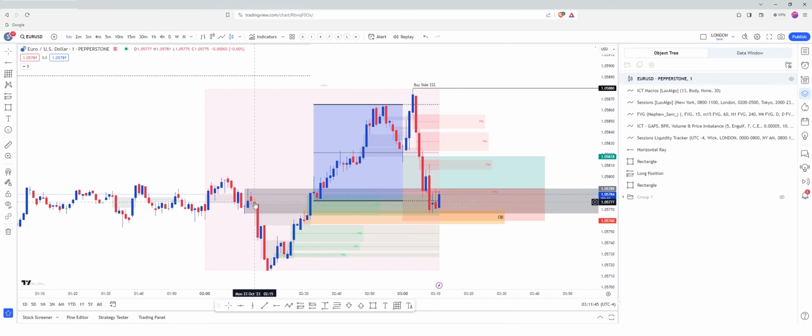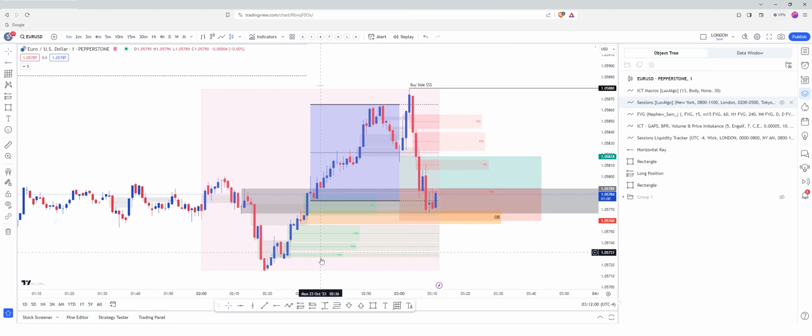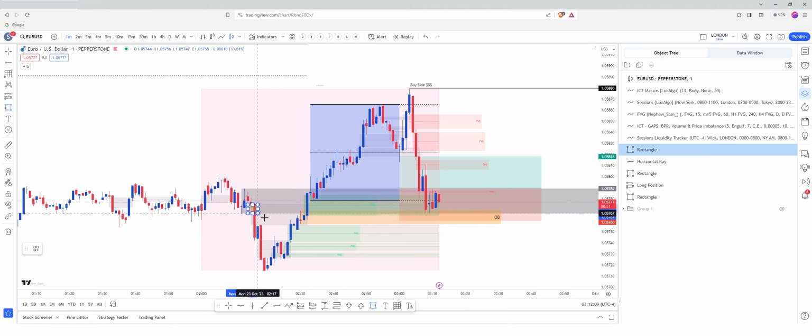You can see this is the breaker block with a bullish fair value gap inside. So this is like the unicorn model. And then additional confluences that we've got are this breaker block. Obviously we've got the inversion fair value gap that we've traded through. We've had a bearish fair value gap there.